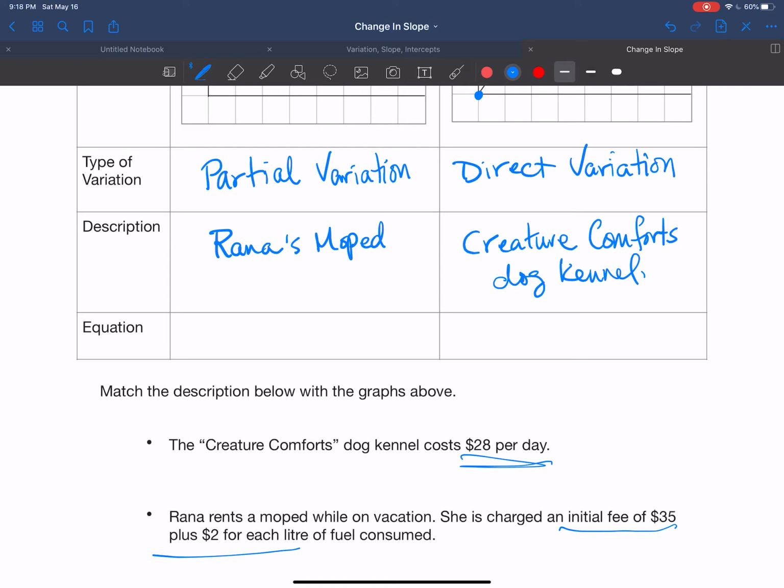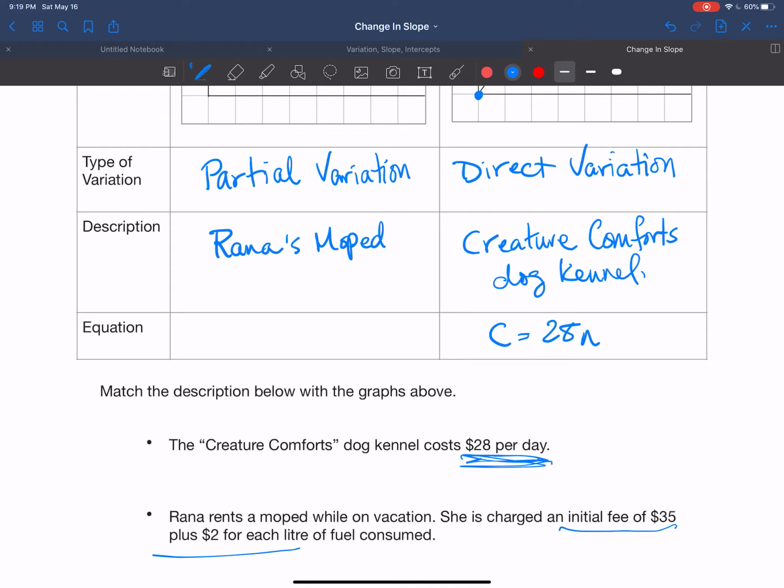So now we want an equation. Let's look at Creature Comforts, the dog kennel. That's the easier one. So if it's $28 per day, the cost would be $28 times the number of days. We don't know the number of days, but that's the point. It could be 1, it could be 5, it could be 15 days. But it's $28 times the number of days.